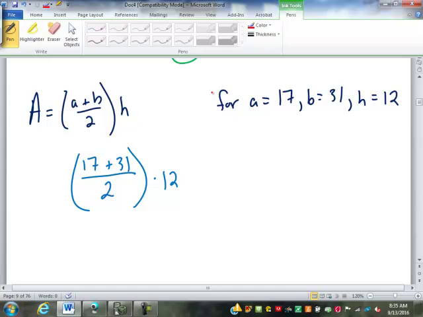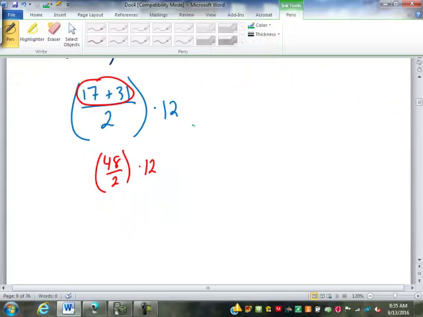Then we have the fraction bar, which is also an enclosing symbol, so I have to start on the top of that. So I'm going to have 17 plus 31, which is 48. Now, I've done everything on top of the fraction bar. Nothing to do on bottom, so I can divide. 48 divided by 2 is 24. Now what's in the parentheses is down to a single number, so I can get rid of the parentheses. 24 times 12 is 288. How many had that one?